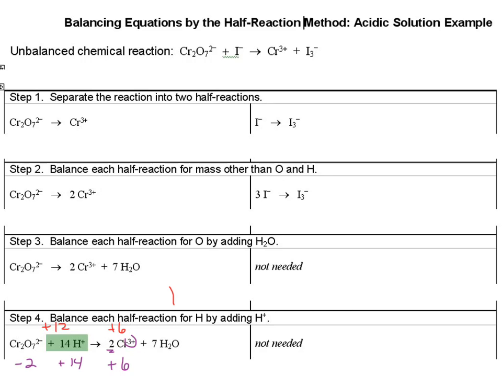So do you see where I need to tap down? This is too positive over here. And the way you tap that down is to add electrons. So I'm going to add 6 electrons over here.